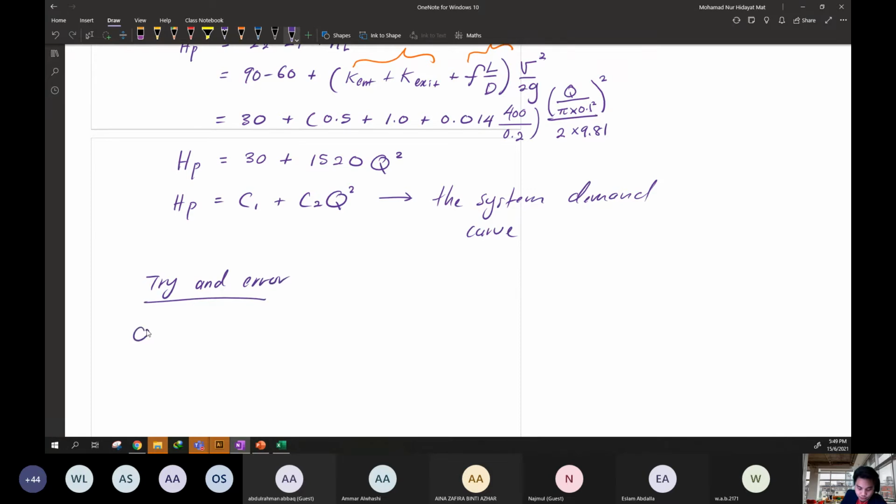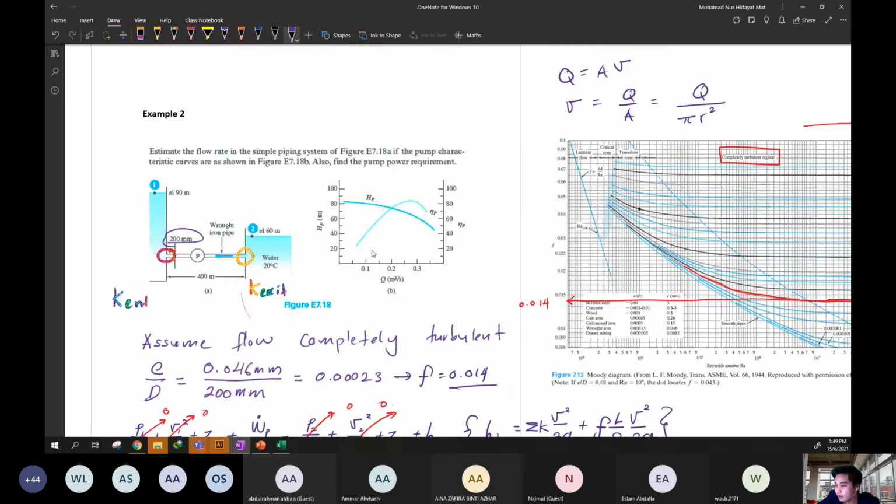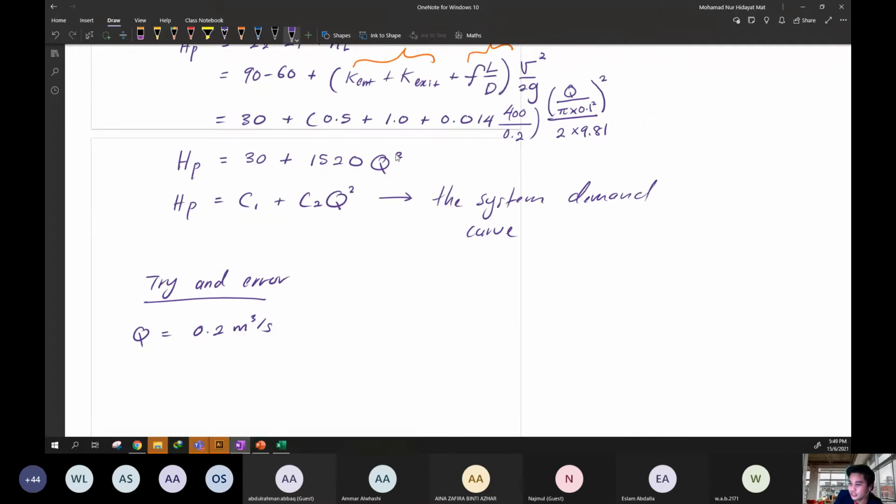Okay, let's say Q is equal to 0.2 meter cubic per second. Where to get this reference? You can see from this one, from the given pump characteristic curve. Okay, we start with Q here 0.2. From this one, you try to substitute Q into your equation. You will find that the head of pump from your equation will be 91 meter.